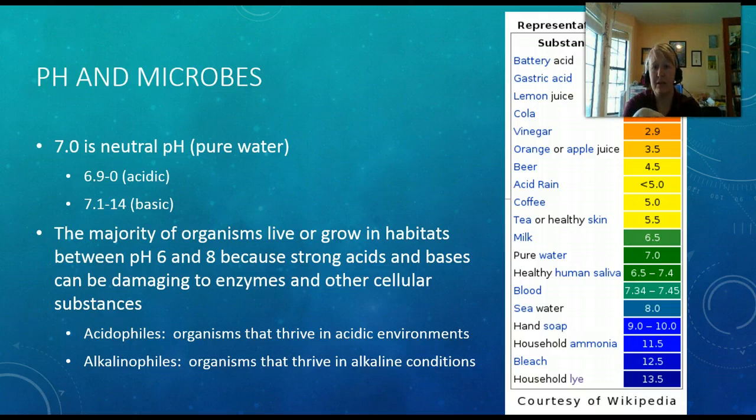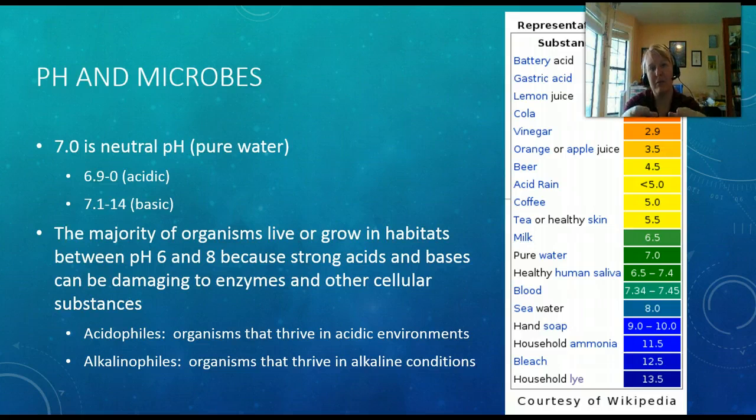6.9 to 0 is considered acidic, 7.1 to 14 is considered basic. And most organisms are like us, and they prefer to live in environments between 6 and 8, right? If we get too acidic, we die. If we get too basic, we die. This is why acids and bases are really bad for us. What it does is it changes the way our proteins function, and the rest of our body, but mostly our proteins, and that's why it's really important that we maintain a good pH within our system.